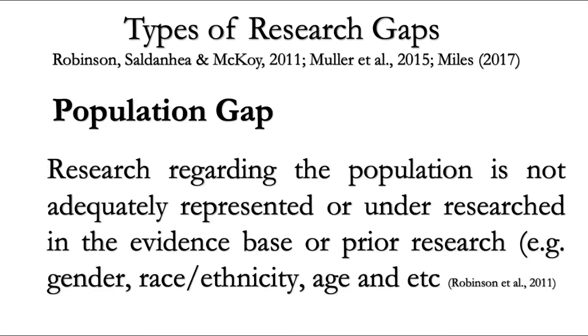The last one is population gap. Research regarding the population is not adequately presented or is under-researched in the evidence base or prior research. For example, when the researcher did not exhaustively consider gender, race or ethnicity, age, and other parameters. In this type of research gap, there are always underserved populations that have been under-researched.